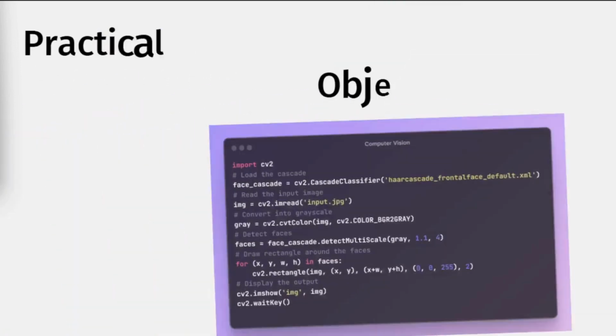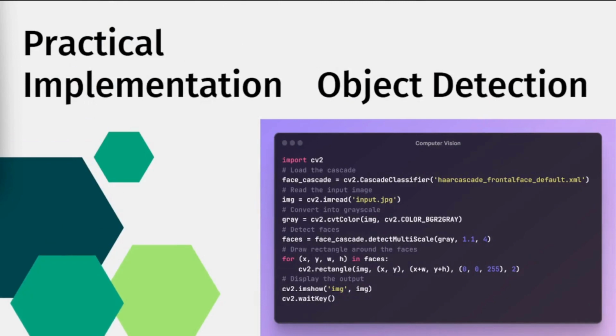Here are some practical implementations. So let's start with object detection. Object detection is a process of detecting objects in an image or a video stream. We will be using OpenCV's built-in Haar cascade classifier to detect faces in an image.